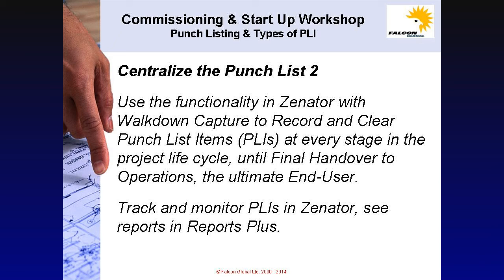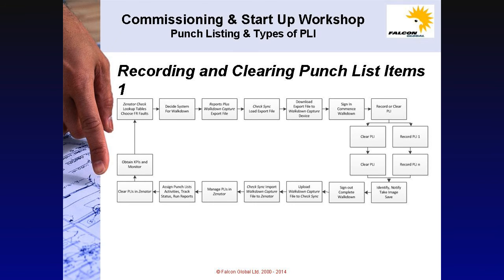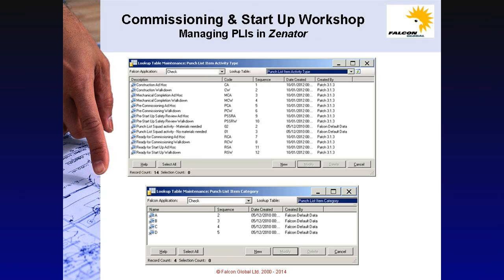Track and monitor PLIs in Zenator, and see reports in Reports Plus. Refer to slide 269 to see the cyclic process of recording and clearing punch list items in Zenator using walk-down capture. The entire process is made extremely simple and cost-effective with the use of walk-down capture, saving a great deal of management time that would otherwise be consumed by managing punch list activities. Refer to slides 270 and 271 for the way punch listing is categorized and PLIs are managed in Zenator.